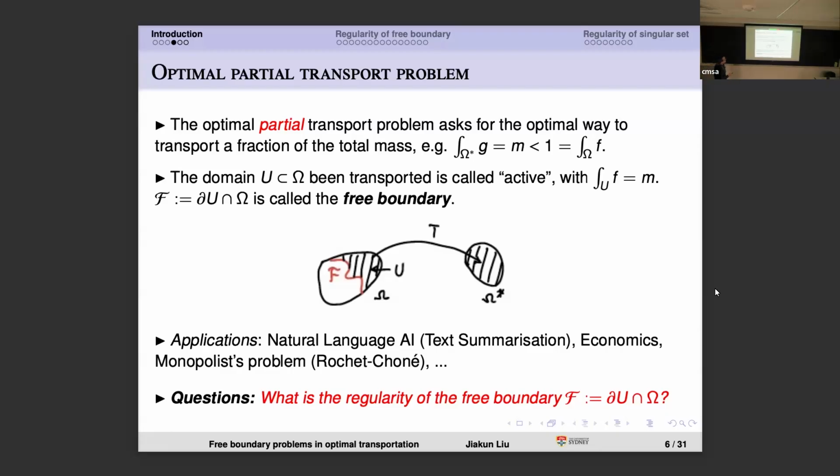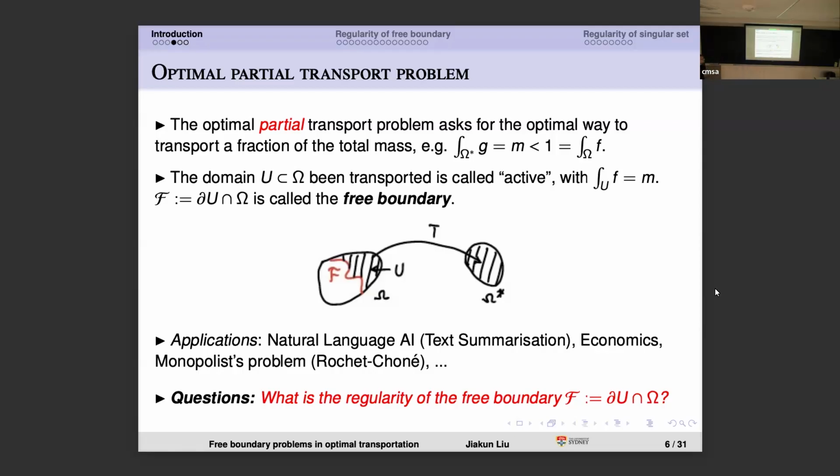Okay. So the question is, how can we decide which part is going to be transported and which part is not? You have to divide the domain into two parts, and this hypersurface is called the free boundary, and it depends on how much you need. It depends on your demand. If your demand is also equal to 1, then that's complete optimal transport. You have to transport everything from here to here. So that means the free boundary is gone. And if your demand is 0, there's nothing to transport, right? It's also empty. So if M is between 0 and 1, somewhere in between you have the free boundary.